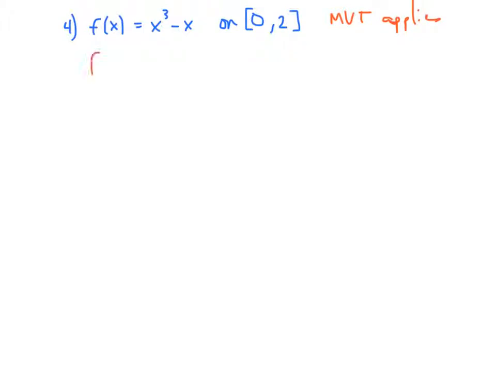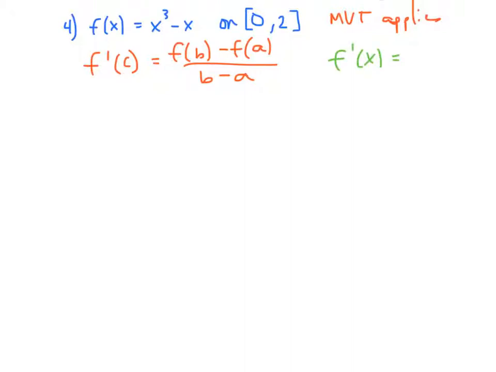All right, so now we're going to move on, and we're going to go ahead and write down the mean value theorem. So f prime of c is equal to f of b minus f of a over b minus a. All right, so we need the derivative of this function. So f prime of x, off to the side here, I'm just going to do that, 3x squared minus 1. Okay, so I'm going to plug that into my formula with a c, so 3c squared minus 1 is equal to.